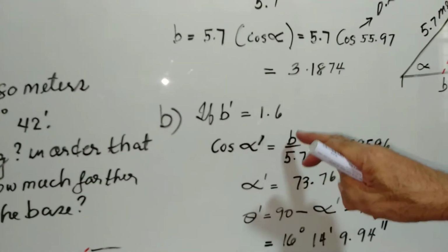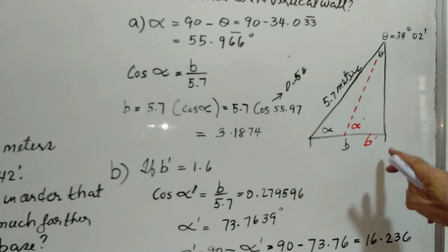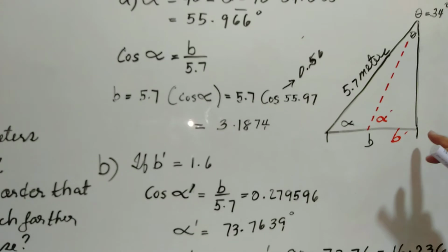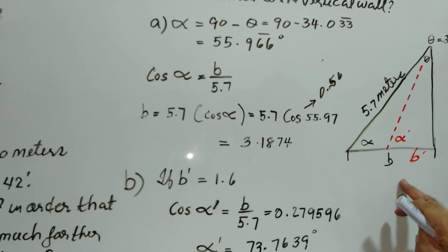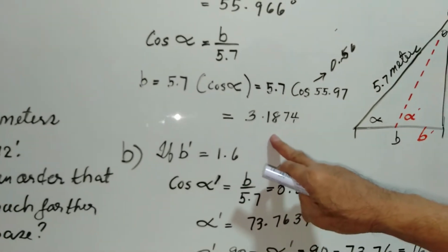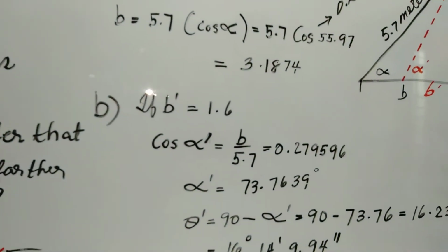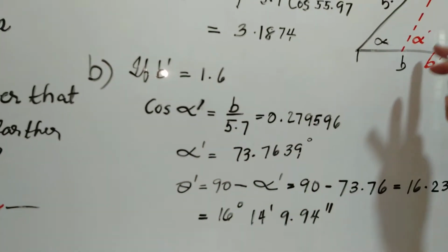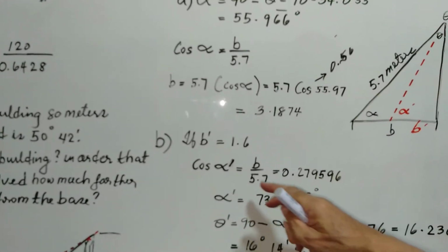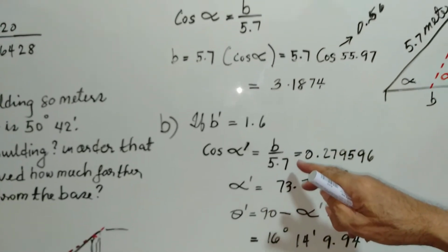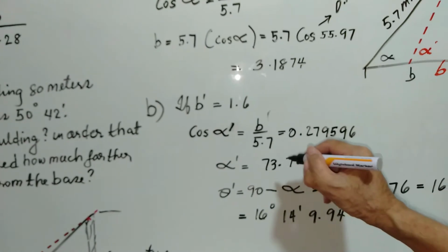The distance from the base of the vertical wall to the base of the ladder is equal to 3.1874. So if B prime is half of that, we reduce this to approximately 1.6. Cosine alpha prime, the new alpha prime here, you reduce the distance here. Cosine alpha prime is equal to the new B, which is B prime over 5.7.